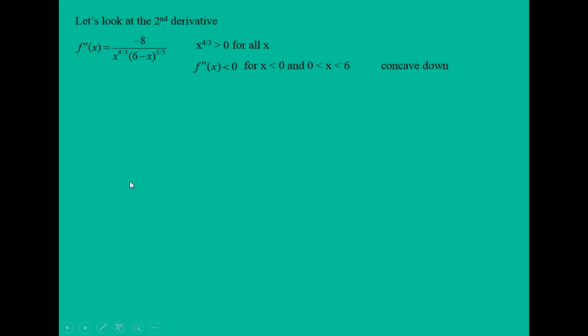Looking at the second derivative, we can now determine the concavity of the graph. This gives us the intervals where it would be concave up, concave downward. So we would have an inflection point at x equals 6. It changes concavity.